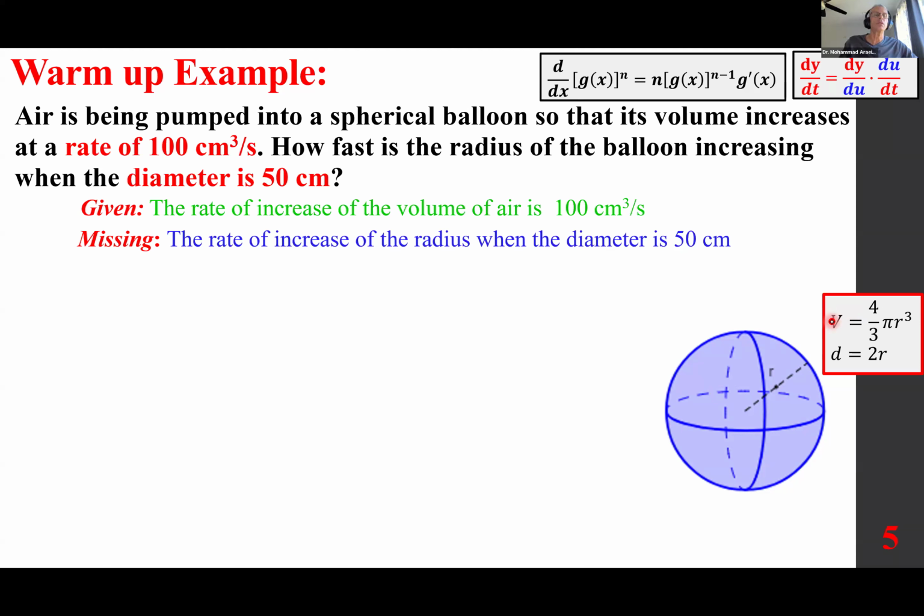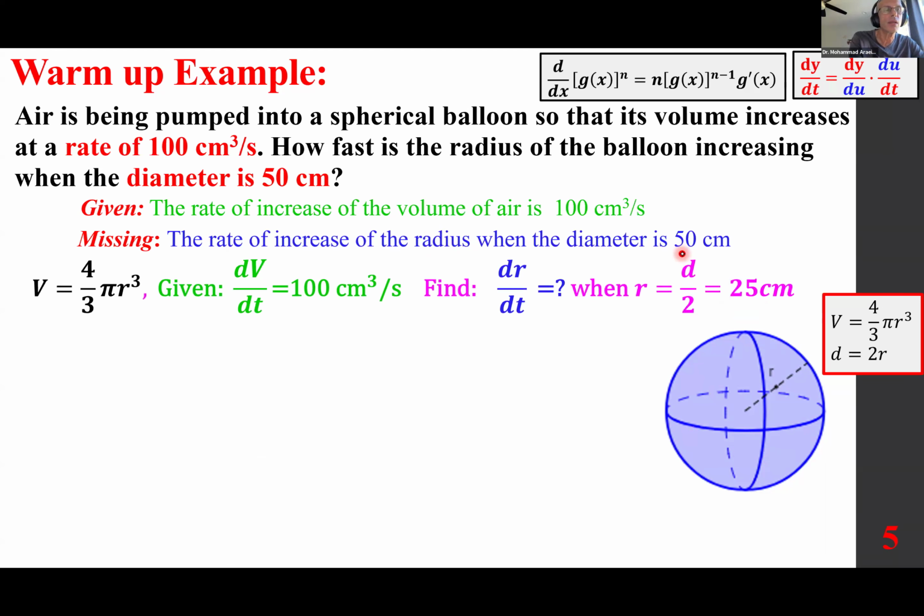And now we're going to reread this and ask, how do we write this symbolically? The rate refers to differentiation. So dV/dt, the rate of increase of the volume, is 100 cubic centimeters per second. What is missing? The rate of increase of the radius, dr/dt. At what point? When d is 50, which makes r 25.